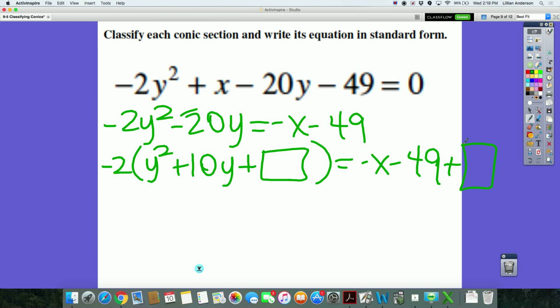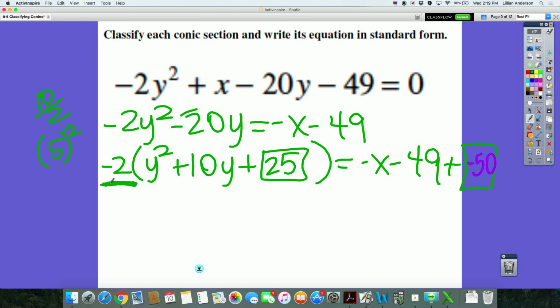How do you complete the square? Divide b by 2 and then multiply by its own or square. Divide b by 2. What's b? Divided by 2, square it to get 25. So I'm going to add 25 here, but on this side I'm going to add a negative 50.